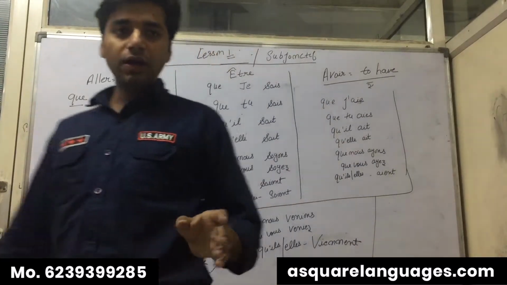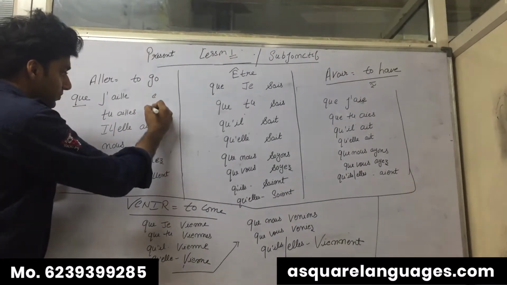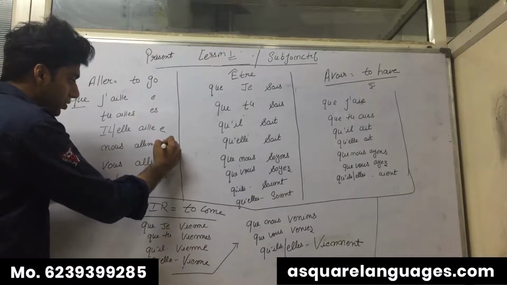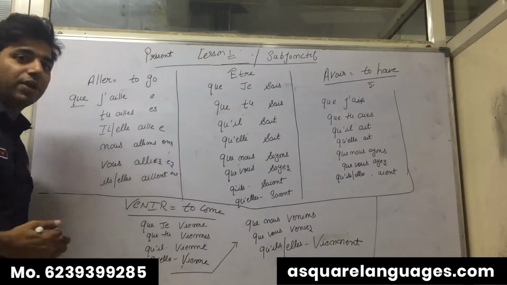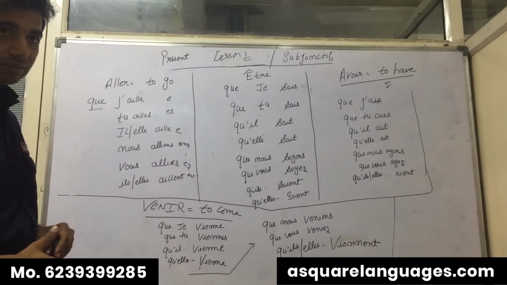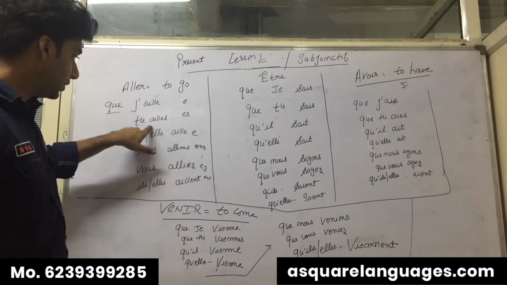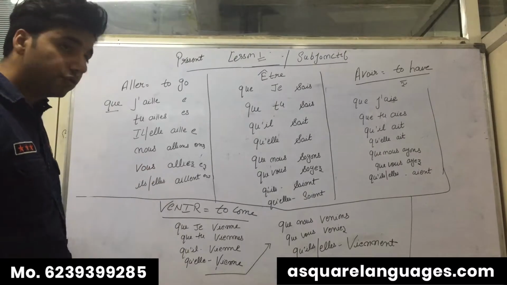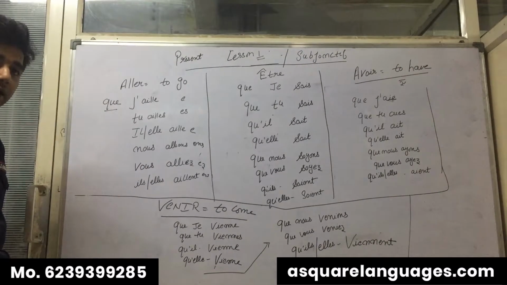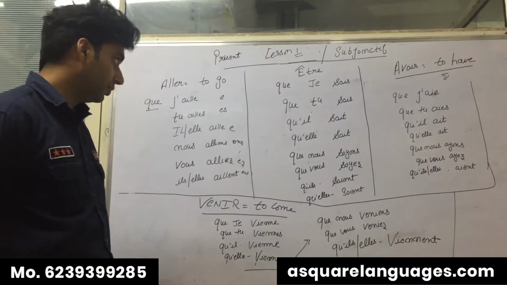And ils aillent. So you have to learn the conjugation basically: e, es, e, ons, ez, ent. It's the same conjugation. J'aille, tu ailles, il aille, nous allions, vous alliez, and ils aillent. C'est clair? Vous avez compris, monsieur? Oui, j'ai compris. Okay, all right.